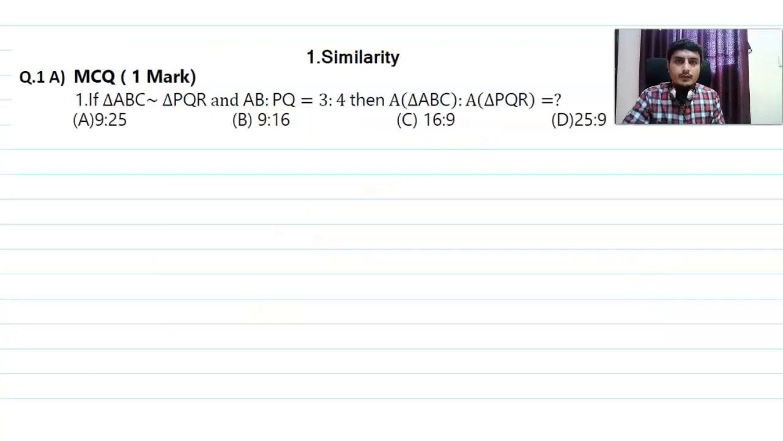In this lecture, we are going to discuss the first chapter from geometry, that is similarity, the questions given in the question bank provided by the Maharashtra State Board. We have the first question, that is the MCQ, 1 mark each question. If triangle ABC is similar to triangle PQR and AB is to PQ is equal to 3:4, then area of triangle ABC is to area of triangle PQR is equal to. We have given the 4 choice codes. Among them, we have to choose the correct one.